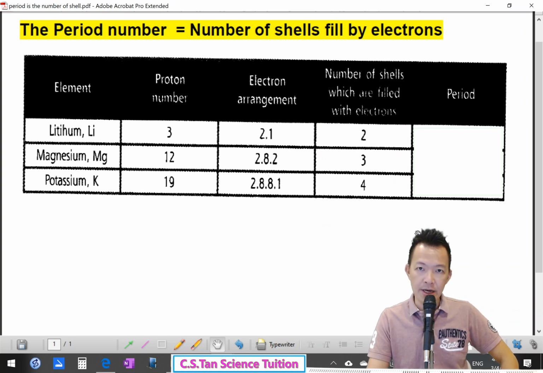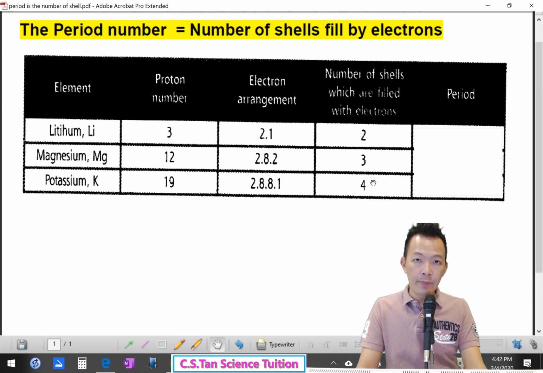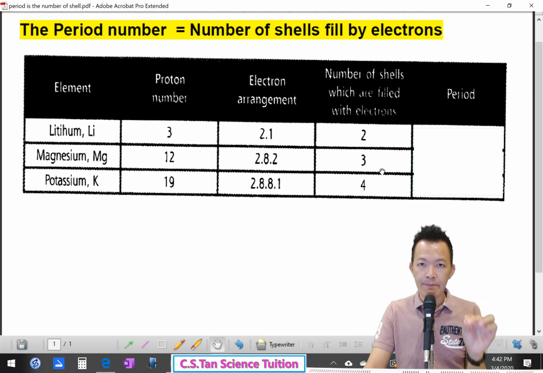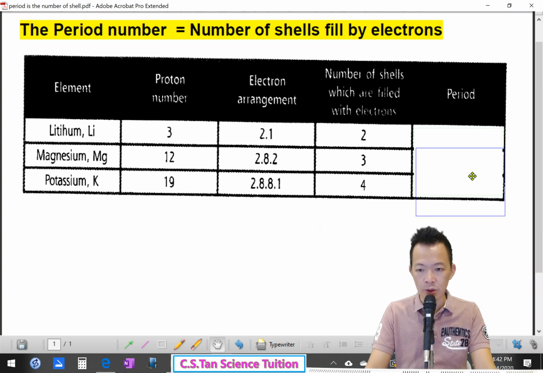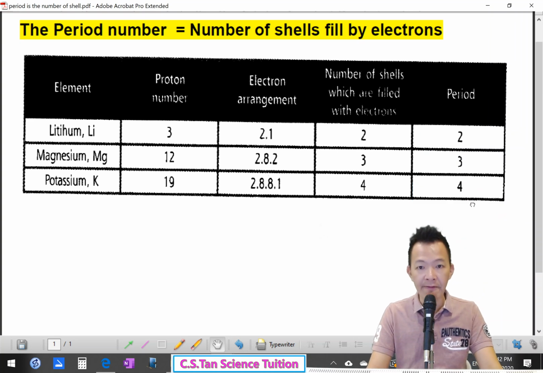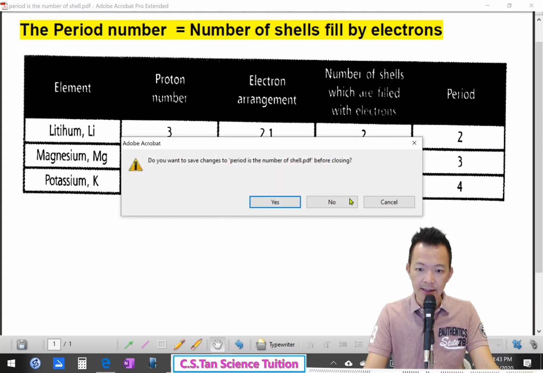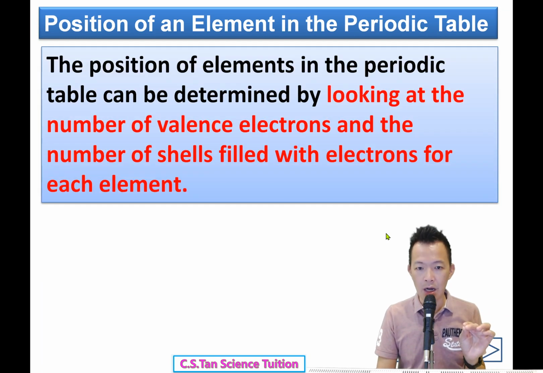So what is meant by period? The number of occupied electron shells. Lithium has 2 electron shells, so it will be period number 2, then period number 3, period number 4. Understand? Not understand? Pull back the video, listen again and pause to think, then it's OK. So this is what we call period.